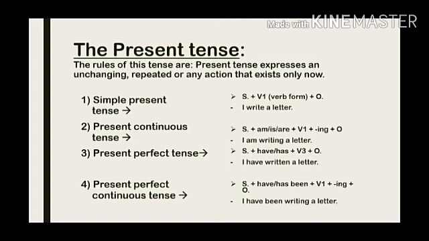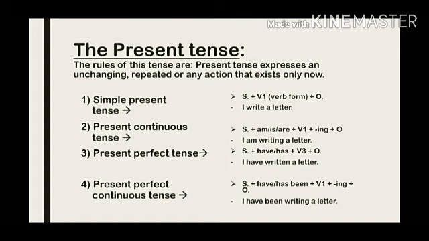Second is present continuous tense. Now the sentence becomes I am writing a letter. We are using am, is, are because it is a present tense, and the ing form of the verb because it is present continuous tense. So the sentence is I am writing a letter.